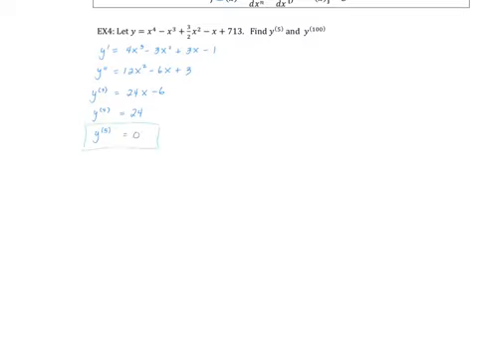So when you think about this, as I keep taking derivatives, 6th derivative, 7th derivative, and so on, the derivative of 0 is always 0, which tells me that the 100th derivative is 0.